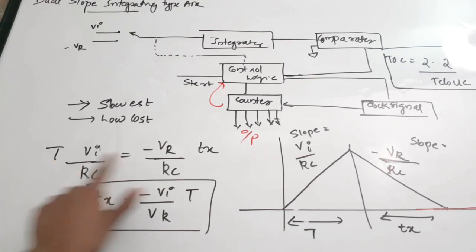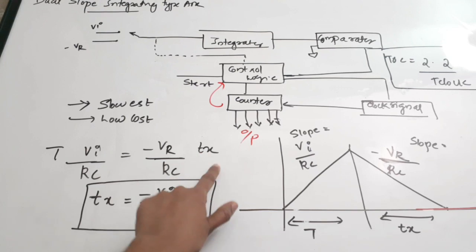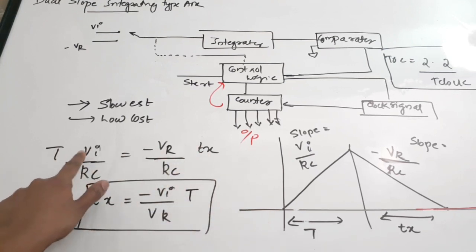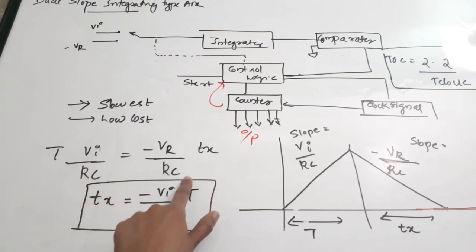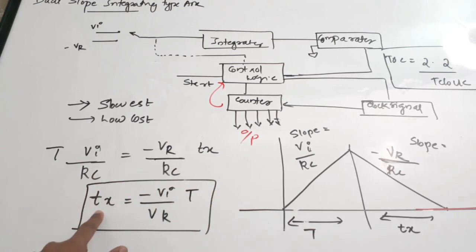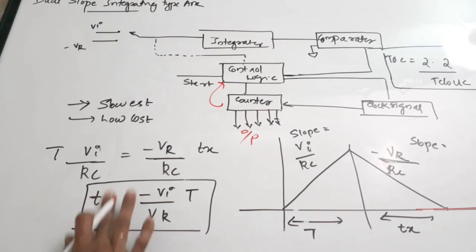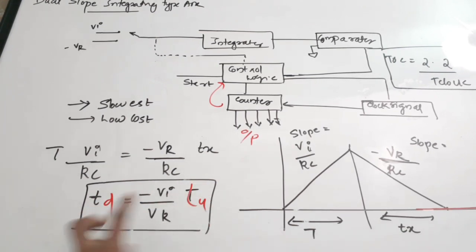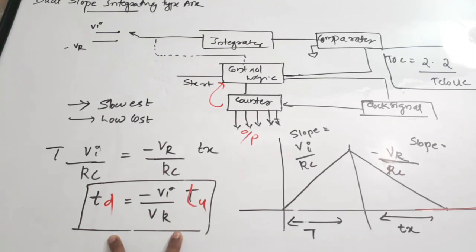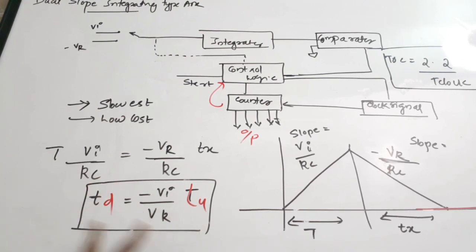Sometimes you can find it as TU and TD, up conversion and down conversion. I've just called it T. So T into Vi by RC equals minus VR by RC into Tx. So from that, Tx equals minus Vi by VR into capital T. Or as I've said, you can write it like this also. In some textbooks, you can find the relation like this. So this is the relation for your up and down converting times. Total time is the sum of these two times.